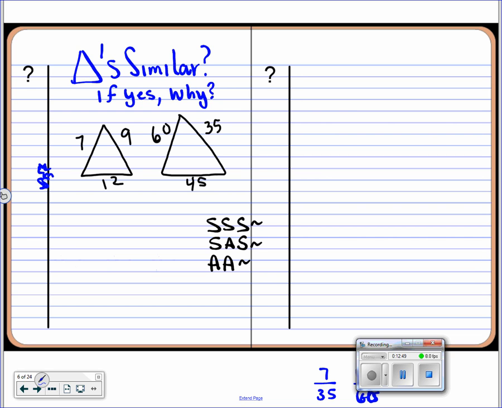All right, let's take a look at these two. It's asking if the triangles are similar, and if yes, by which, why. And just like in the world of congruence, when we were trying to prove triangles are congruent, we had to state the reason why. It was always one of these shortcuts.